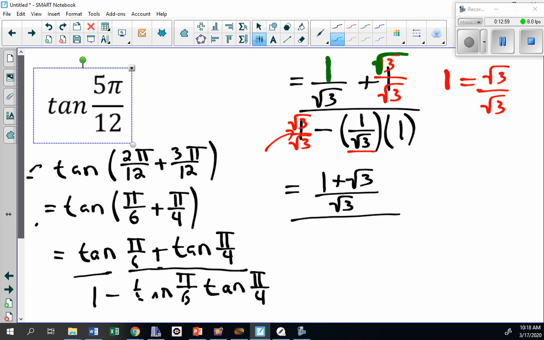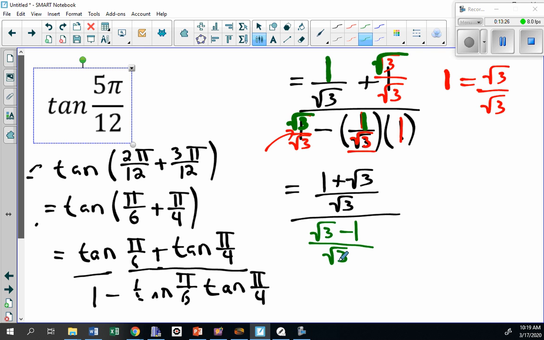For my denominator, I'm going to go, I'm doing a different color, I know that 1 over square root of 3 times 1 is just 1 over square root of 3. I'm not going to worry about that too much. But I do have this in a common denominator, so I get square root of 3 minus 1. So we get square root of 3 minus 1 all over square root of 3.